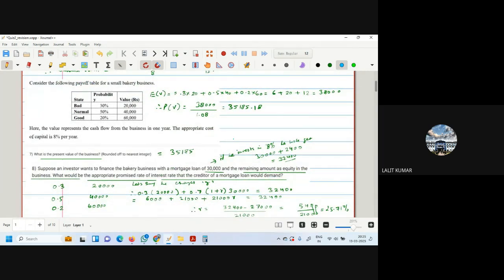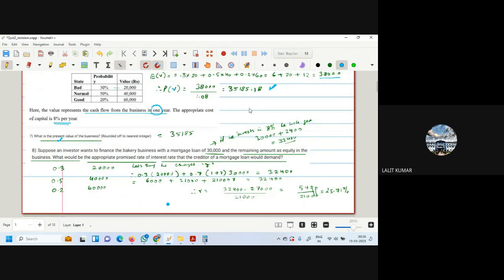Next question is, consider the following payoff table for a small bakery business. So they have given the different states: bad, normal, good, probability, and the value. So from here, the first question is, what is the present value of the business? And they have given 8% per year. So see, these are the cash flows which are after 1 year. So after 1 year, this is the expected value, which comes around 38,000. Now they're asking the present value. We know the formula for present value is 38,000 divided by 1 plus R, that is 1.08. So this is your present value.